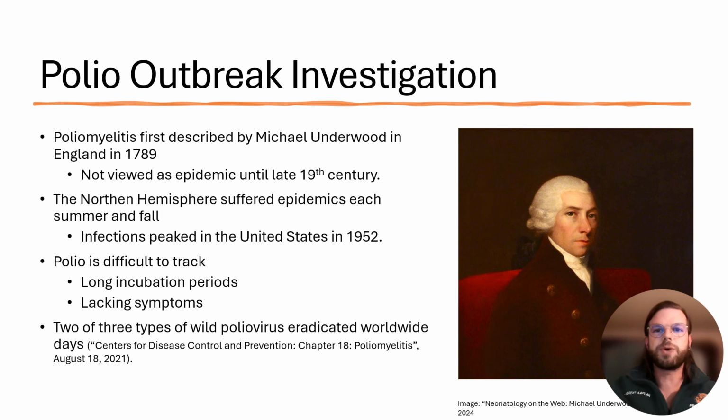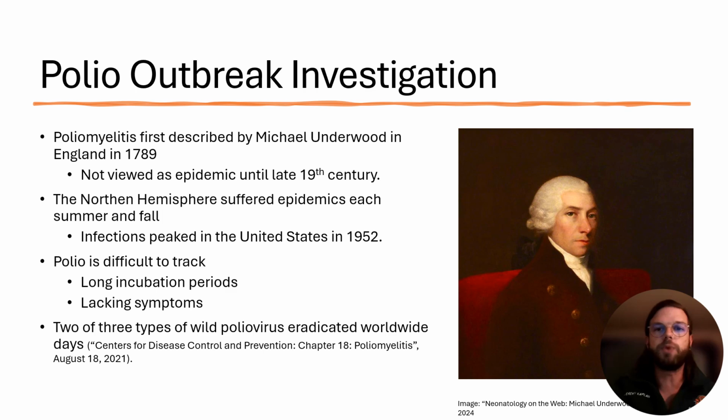Poliomyelitis was first described by Michael Underwood in England in 1789, but was not viewed as an epidemic until the late 19th century. The Northern Hemisphere suffered epidemics every summer and fall, where infections peaked in the United States in 1952. Polio has been known to be difficult to track due to long incubation periods and lacking symptoms, and therefore identification of index cases is very difficult.